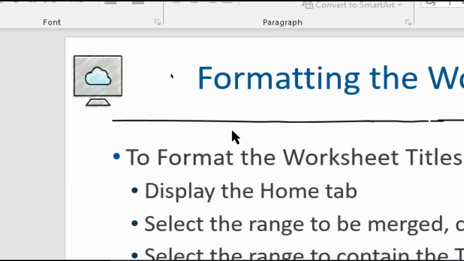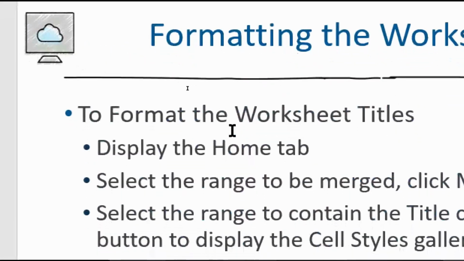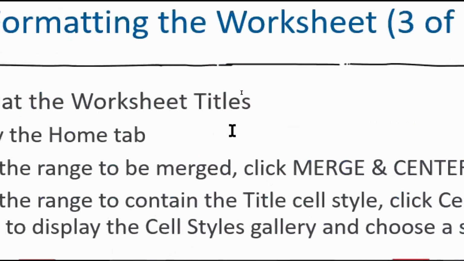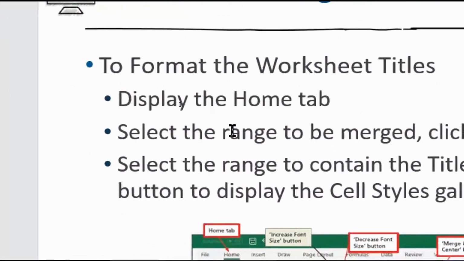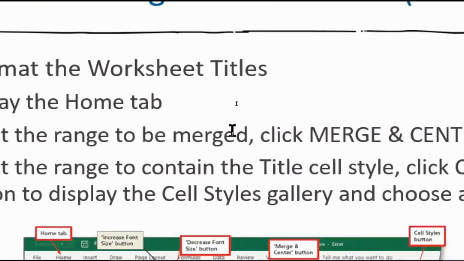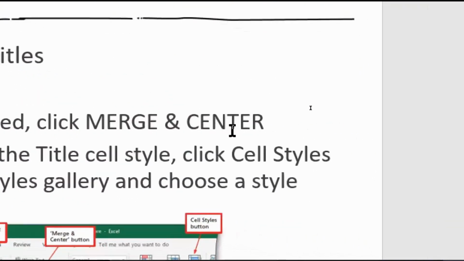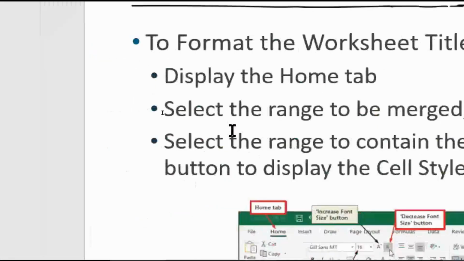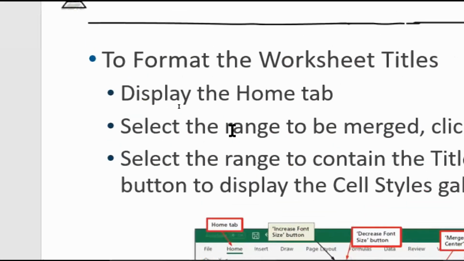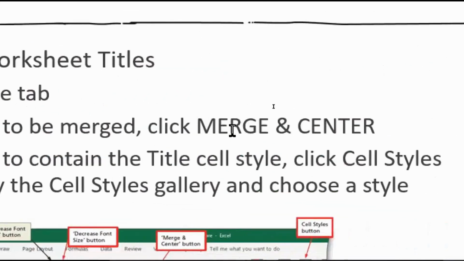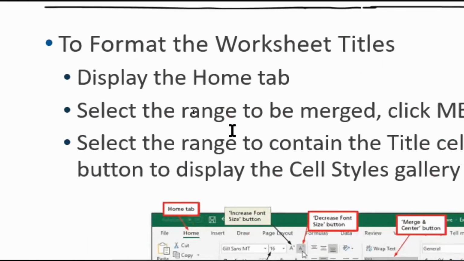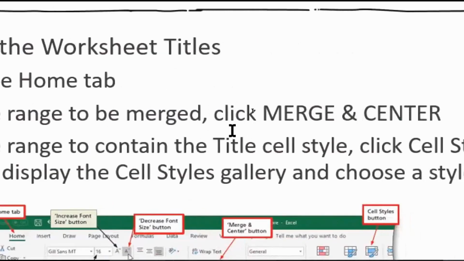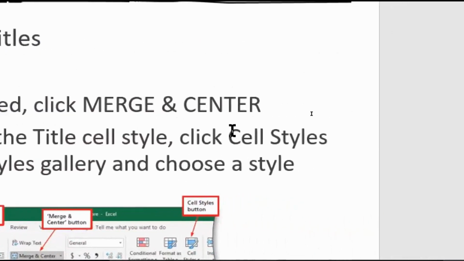To format the worksheet titles, display the Home tab, select the range, and then click Merge and Center. You should remember that from last week. Select the range to contain the title cell style. Click the Cell Styles button to display the Cell Styles gallery and choose one.